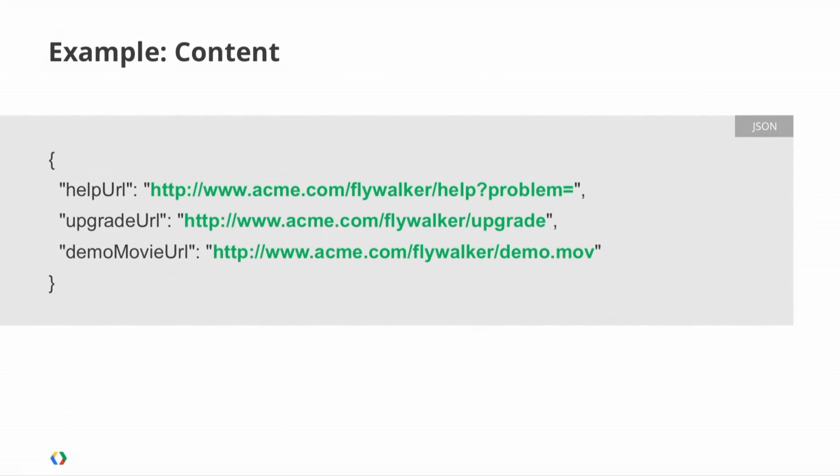Here's an example for content. So what we're doing here is just creating a JSON, right, with keys and values. And this is for content, what our URLs are. As you know, URLs are not always constant. We sometimes do want to change them. This gives us the opportunity to do that.